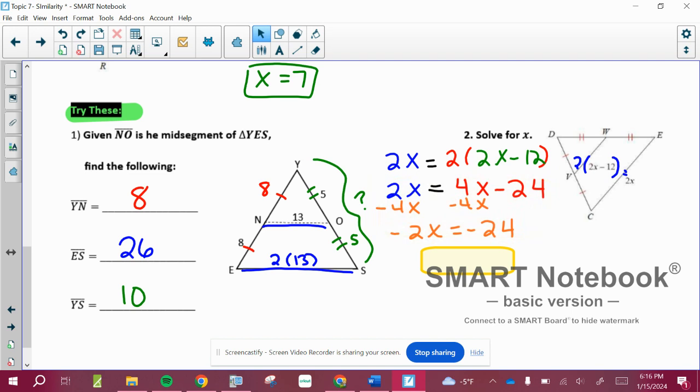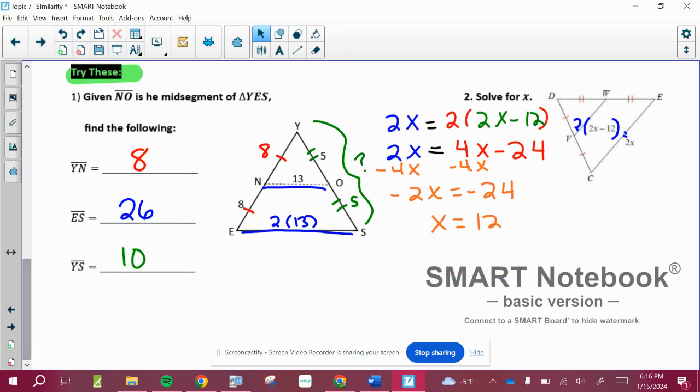Okay, if you distributed, you got something like this. Now your work might be a little backwards from mine, but in the end, we should all get the same answer, which is that x equals 12.